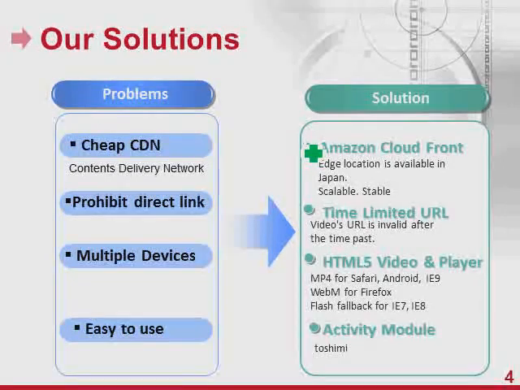Amazon CloudFront has cache servers called Edge Servers in Japan too. The local location gives a good effect for watching videos. Amazon has good scalability and stability because Amazon handles selling books all over the world. And the most attractive thing about Amazon Web Services is the price. Its data transfer price is $0.2 per gigabyte.